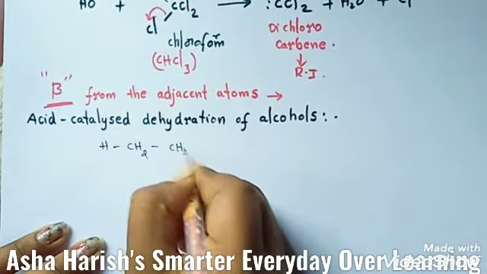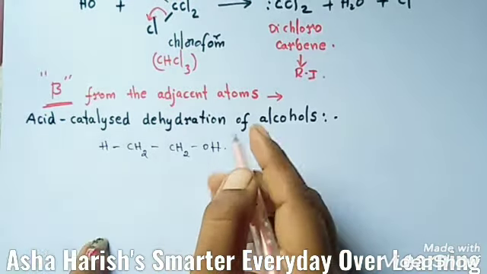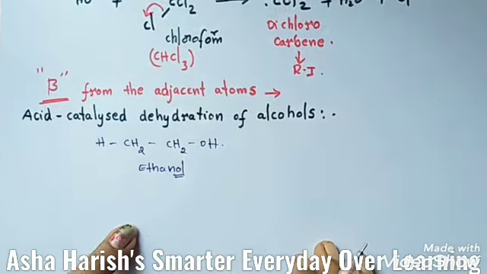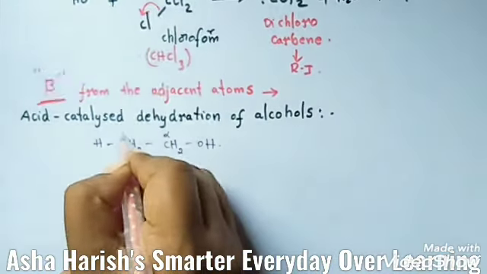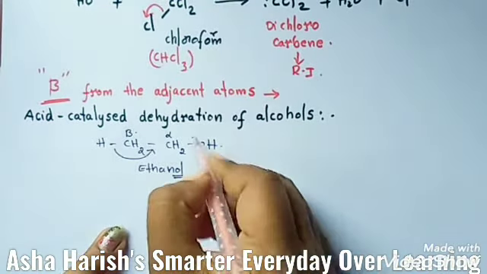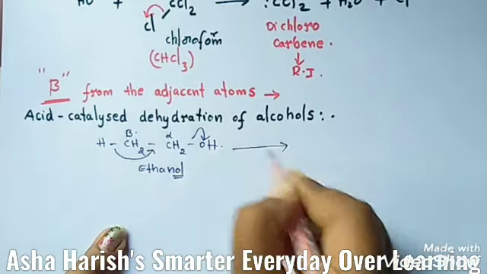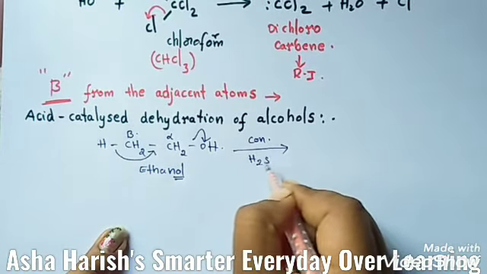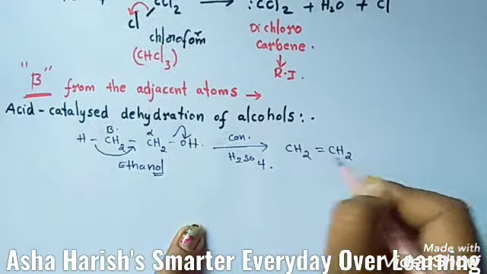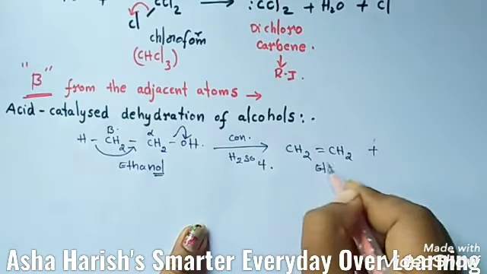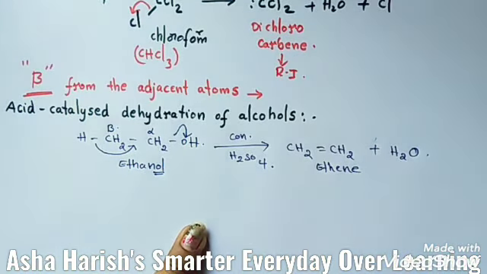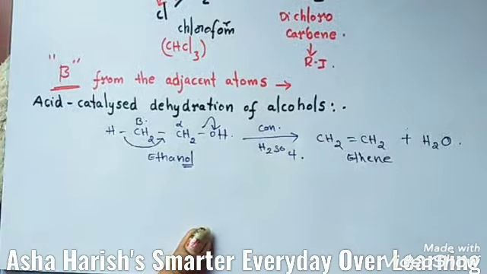CH3CH2OH. The name of this compound is ethanol. Here "ol" is the suffix, and here is the alpha carbon and here is the beta carbon. Then the electrons shift like this, and in the presence of concentrated H2SO4, the formed products are CH2=CH2, C2H4, the name of this compound is ethene, plus H2O. Okay, this is about acid catalyzed dehydration of alcohols.